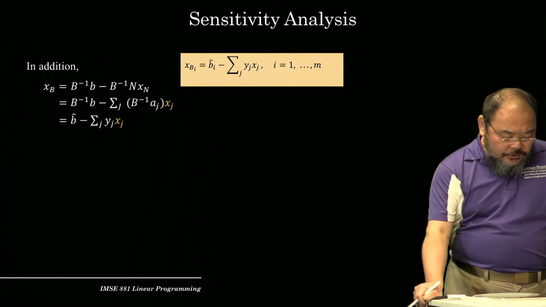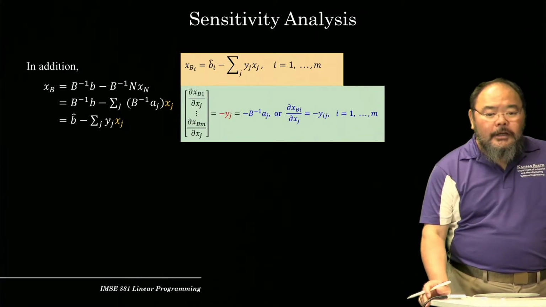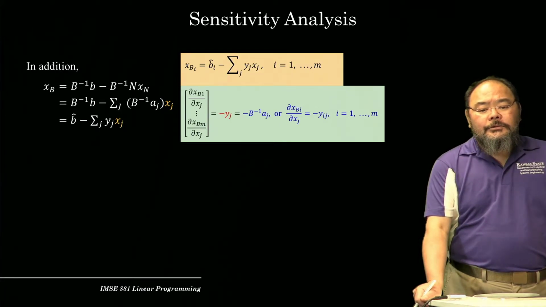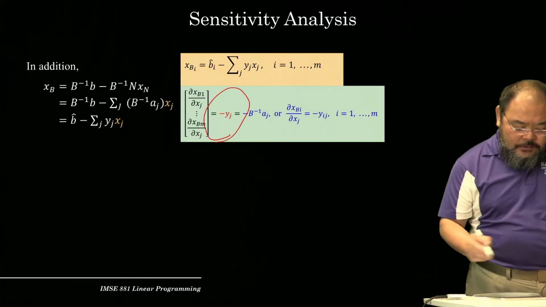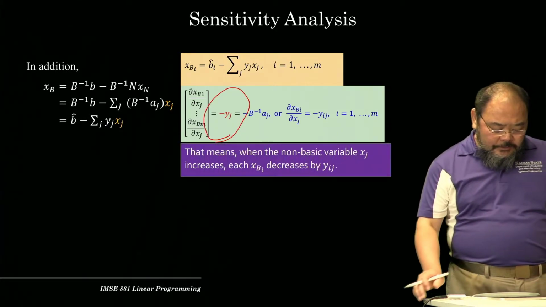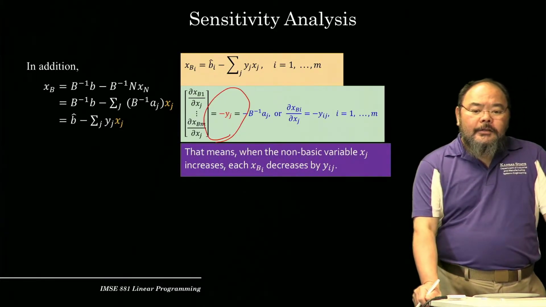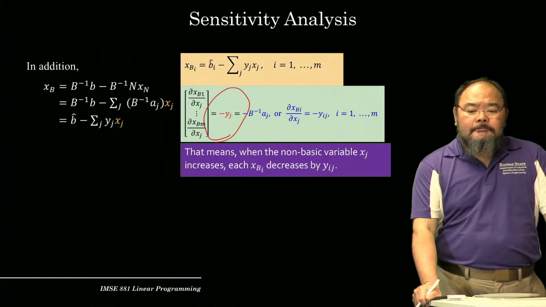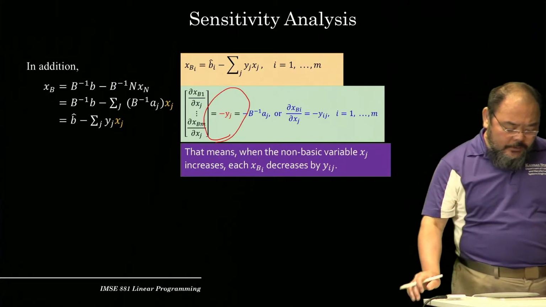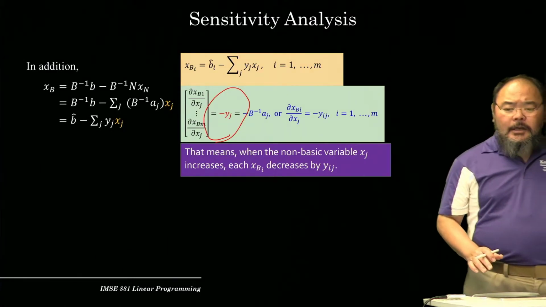I want you to start understanding: if I take the partial derivative of xb with respect to xj, it should be negative yj as our solution. Negative yj. That also means when a non-basic variable xj increases from 0 to a positive number, then one of the basic variables in xb will decrease by yij. So this is what it means originally based on the derivative.